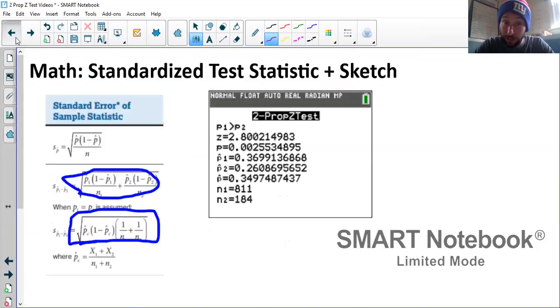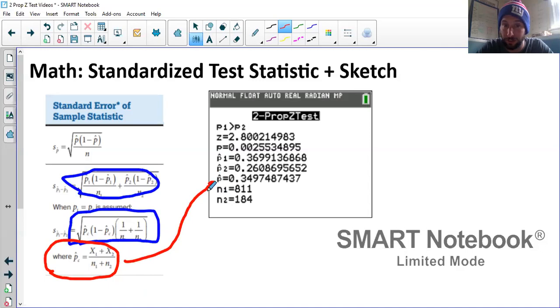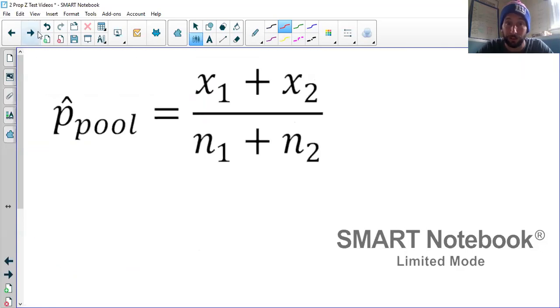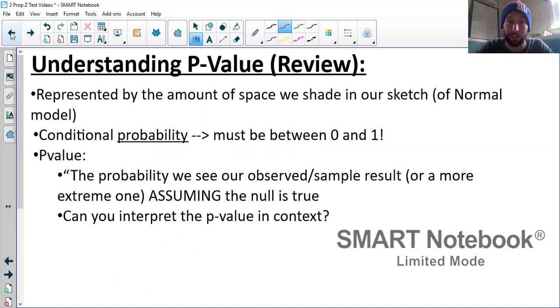Notice, if I jump back here, that formula is actually given on the formula sheet as well. There's our formula for p-hat pooled. And we can pull it off the calculator, so it's not a huge deal, but there is the formula for p-hat pooled. And there it is again. That's it. That's how we address the math, except one thing.